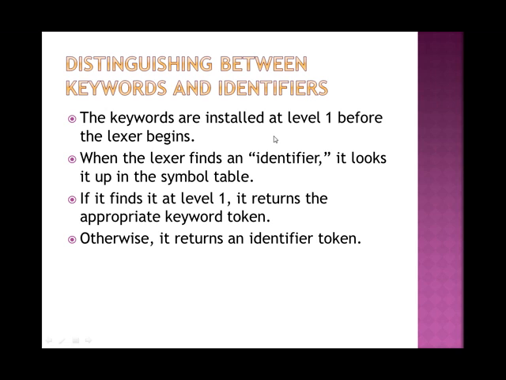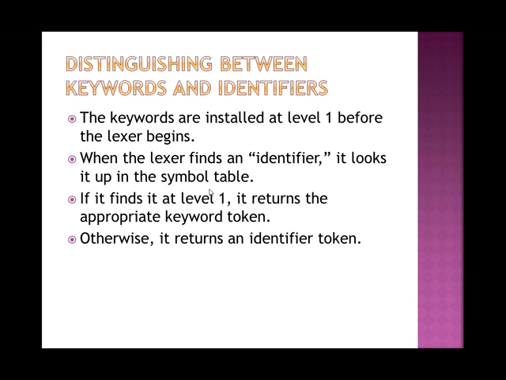The keywords are installed at level 1 before the lexer begins. When the lexer finds an identifier, it looks it up in the symbol table. If it finds it at level 1, it returns the appropriate keyword token. Otherwise, it returns an identifier token.